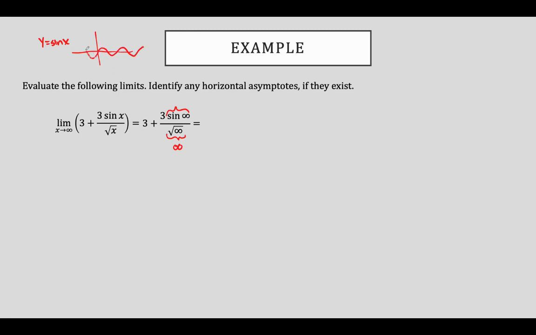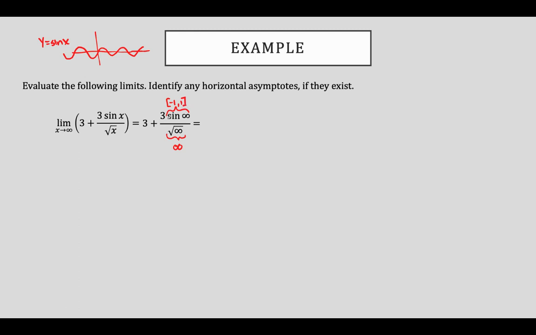And as the x values go to positive infinity, the function continues to oscillate up and down. But it oscillates between negative 1 and 1, which means that this quantity, the sine of infinity, has to be some number that is between or equal to negative 1 or 1. Well, if I have 3 times some number between negative 1 and 1, that's going to give me some number between negative 3 and 3.